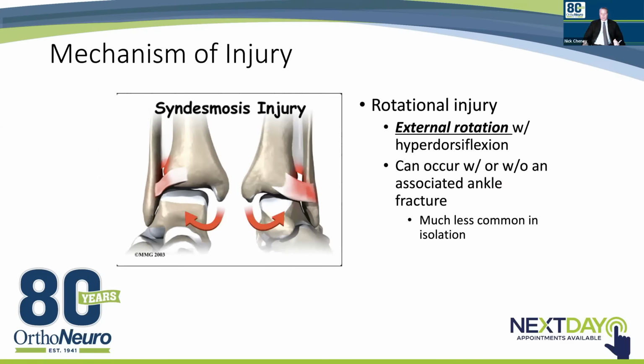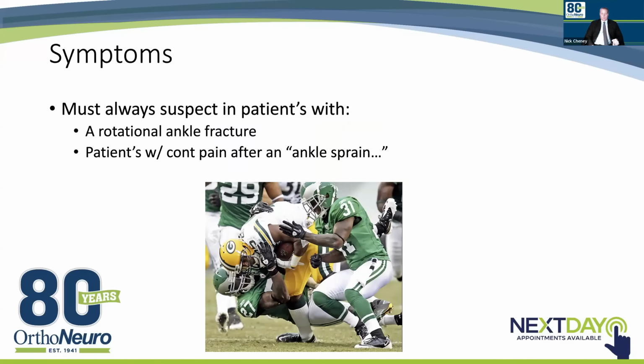So again, it's a rotational injury, external rotation with some dorsiflexion. There does not have to be an ankle fracture. However, it's exceedingly rare to have this without an associated fracture somewhere along the fibula or the medial malleolus. So anytime a patient has a rotational ankle fracture, you always got to worry about that. Or patients with continued pain after what we considered an ankle sprain, if we don't know the mechanism.